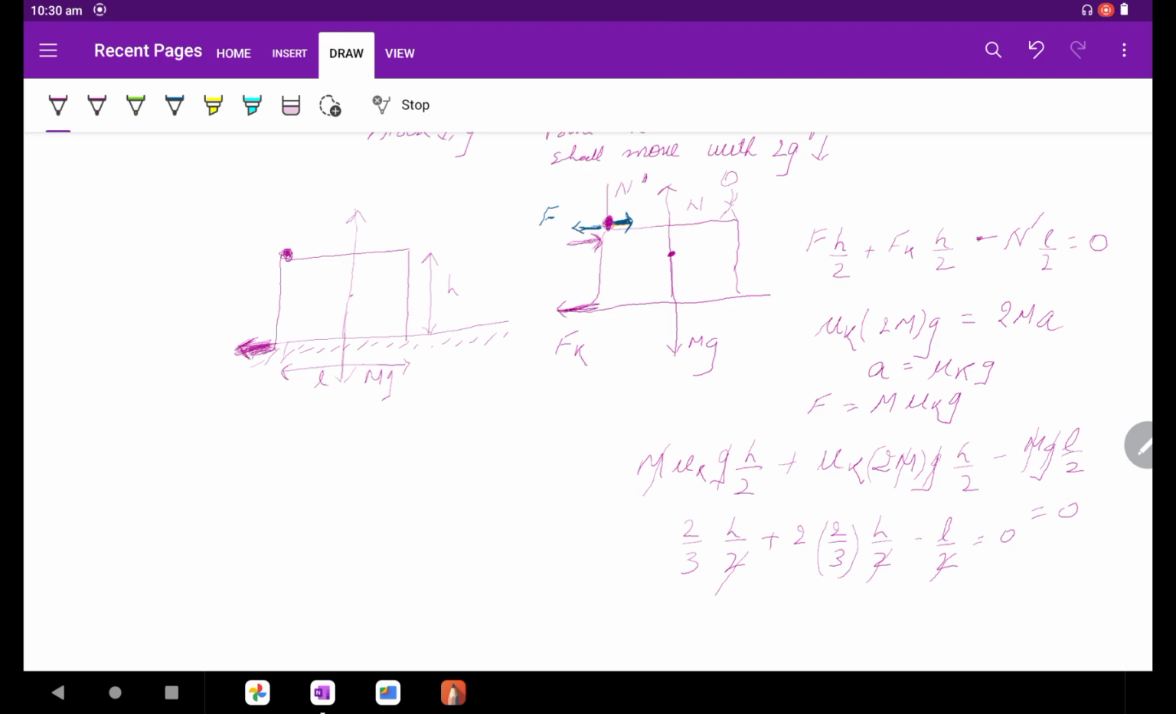Gone these, what we are left with is 2 by 3 common, 2 plus 1, 3. Correct. So we get 2 plus 1, which is 3, and 2h by 3, so 2h minus L is equal to 0. h is equal to L by 2. Correct.